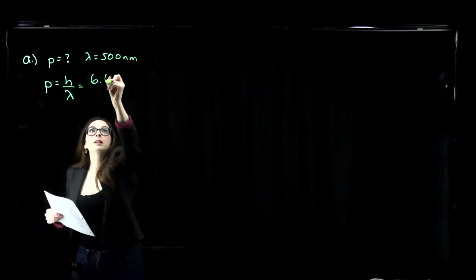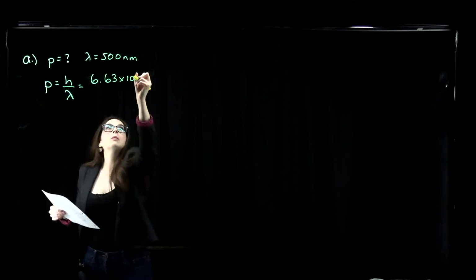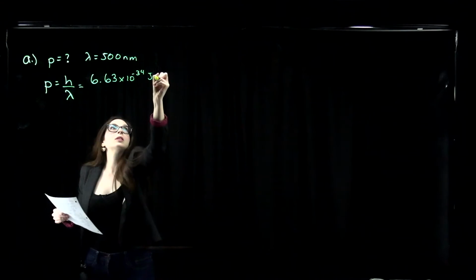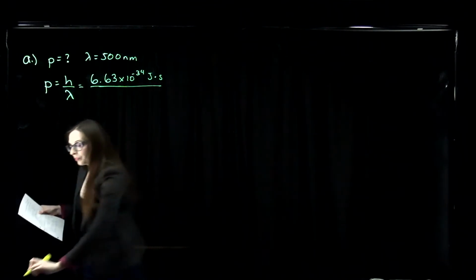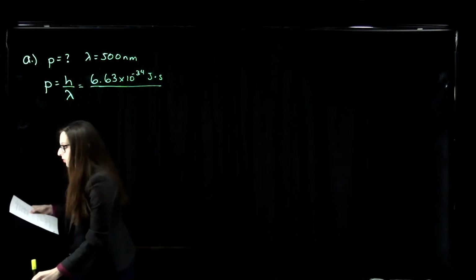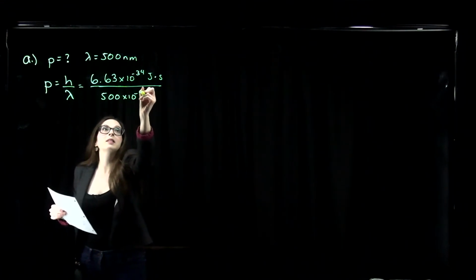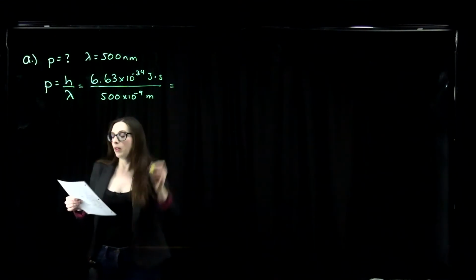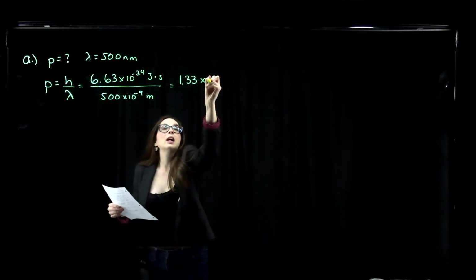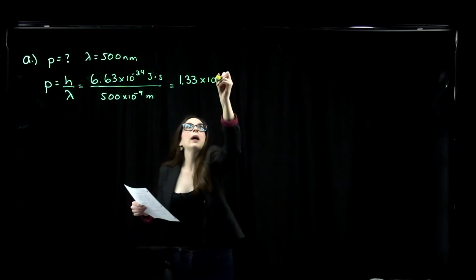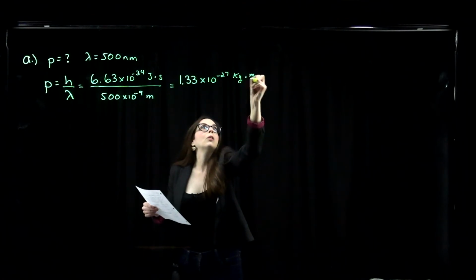So that's 6.63 times 10 to the minus 34 joules times second. And we're going to divide it by our wavelength here. And our wavelength was 500 nanometers, or 500 times 10 to the minus 9 meters. And that will give us a momentum of 1.33 times 10 to the minus 27 kilogram meter over second.